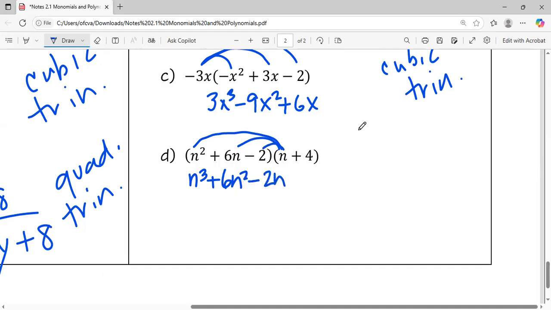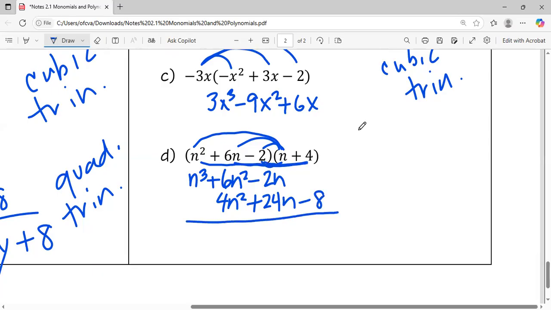So I'm done with n. Now I'm going to go to 4. 4 times n squared, that's 4n squared. I'm going to line it up with the next one. Then I have 4 times 6n, that's 24n. You're multiplying coefficients, adding exponents. So 4 times -2, that gives you -8.